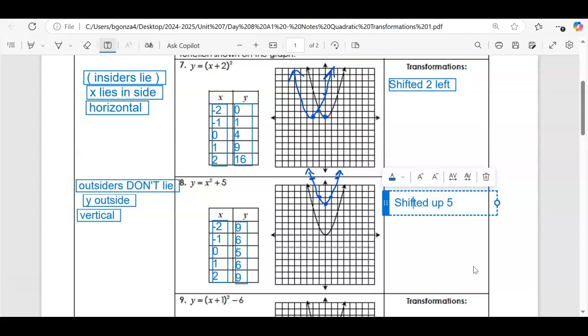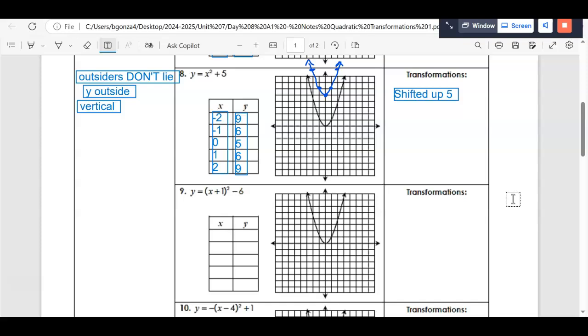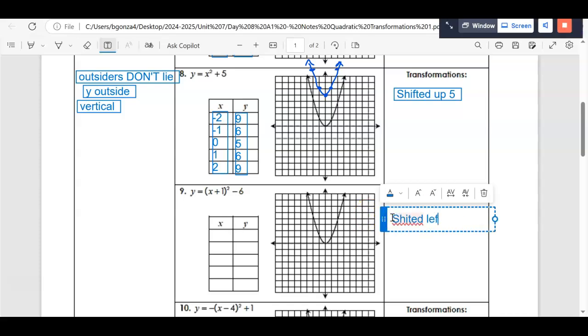All right, we good? That was number 8. Now what about number 9? Now we're combining an insider and an outsider. So without even graphing it in Desmos, we could probably figure out these transformations, right? So look, we said insiders lie left to right. So when I see this insider of +1, is that going to go left or right? What do y'all think? Left, okay? Plus usually means right, but it's a liar inside the parentheses, so it means left 1. Okay, so shifted left 1.